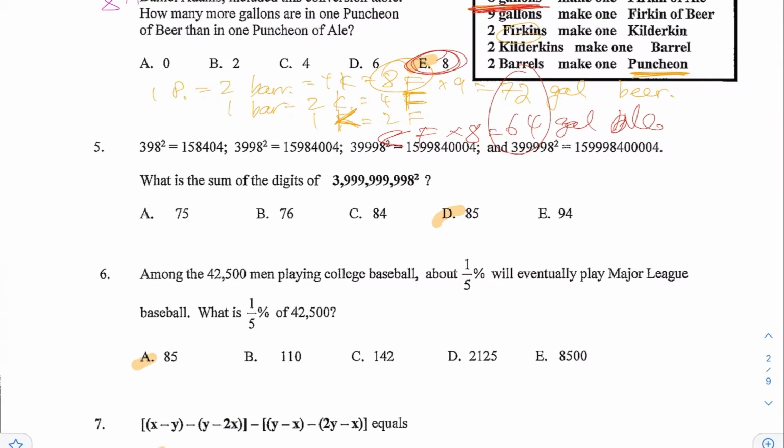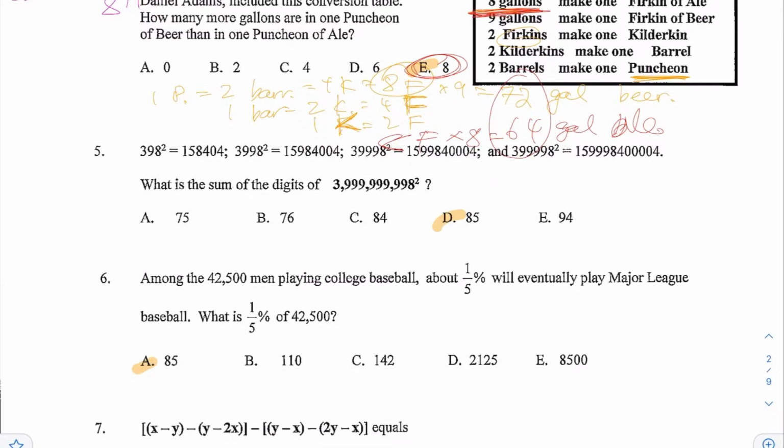Next for number 5, you have 398 squared. Then 3998 squared, and then 39998 squared, etc. So what's the sum of the digits of 399999998 squared? If you look for the pattern, each time you add another 9, the digits keep increasing. So here you just want to find the pattern.